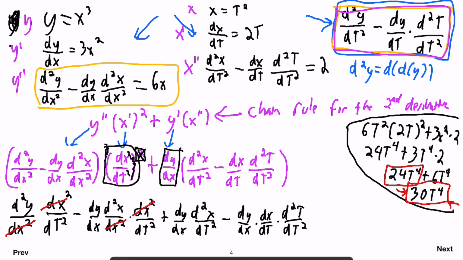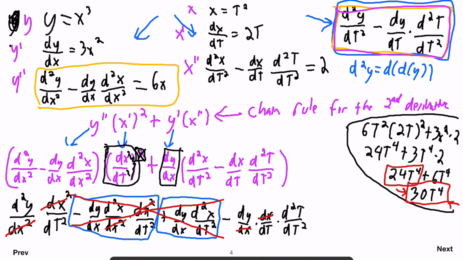We can cancel these differentials. And if you look carefully, you can see this is a plus dy/dx times d squared x over dt squared, and this is a minus dy/dx times d squared x over dt squared. So since I'm adding and subtracting the same thing, I can actually get rid of that whole term. Okay, and so what do we have left over?